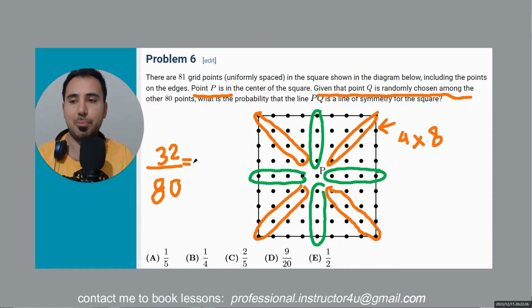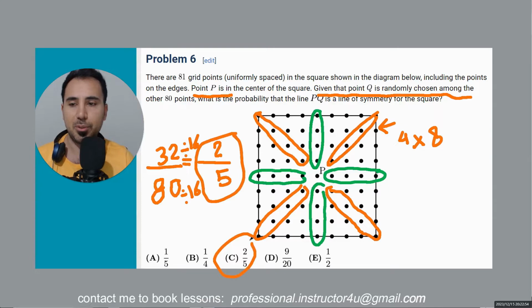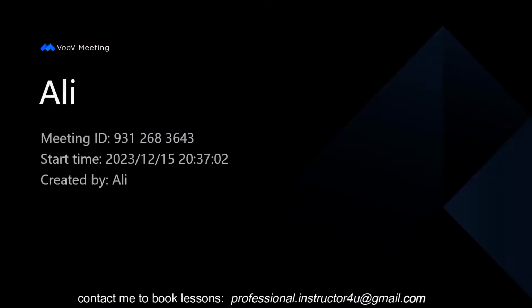You could simplify it by 2, by 4, by 8, or the best one, 16, because both of them are divisible by 16. This divided by 16, this also divided by 16. We simplify it. This will be 2, this will be 5. So 2 over 5 will be the right choice for problem 6.